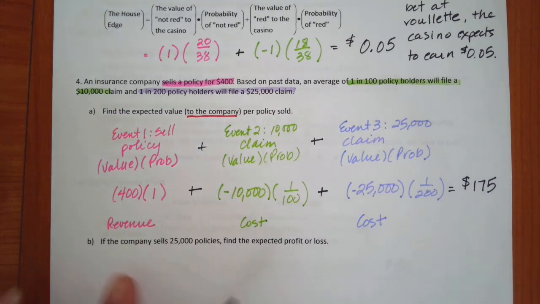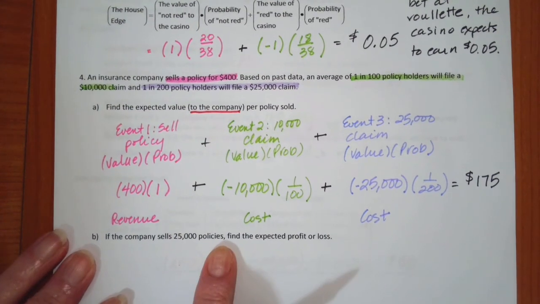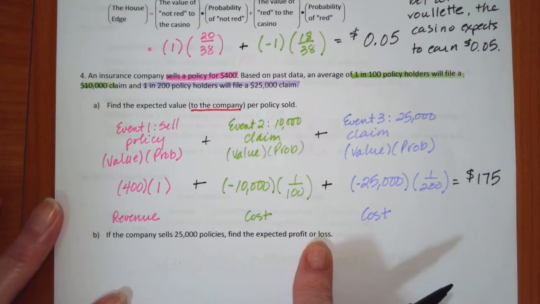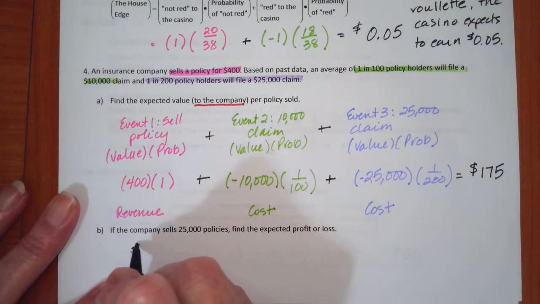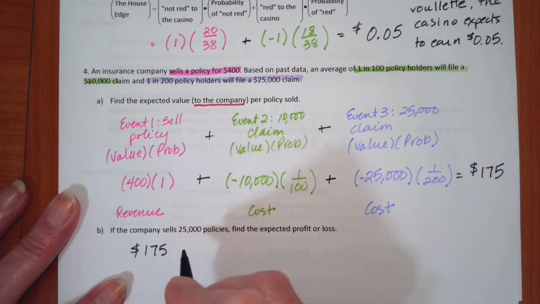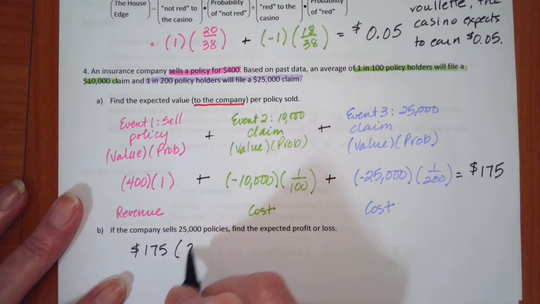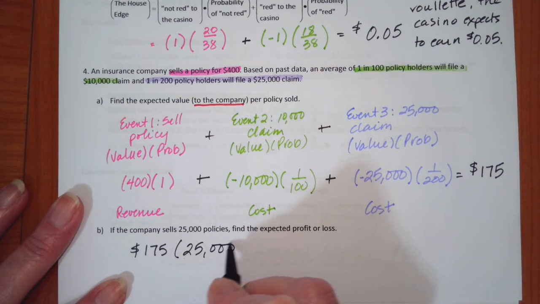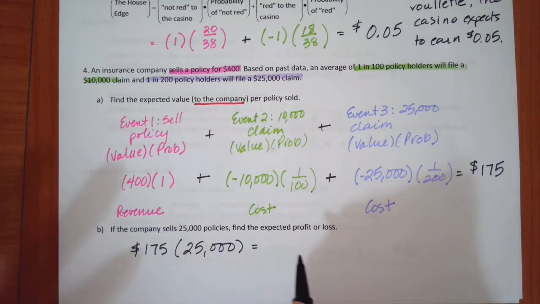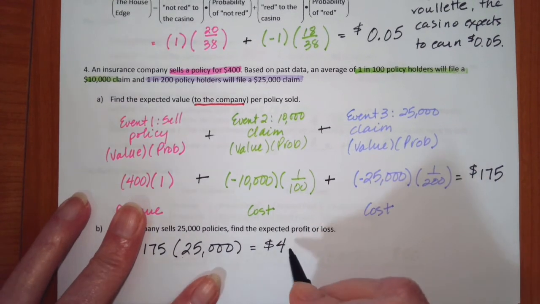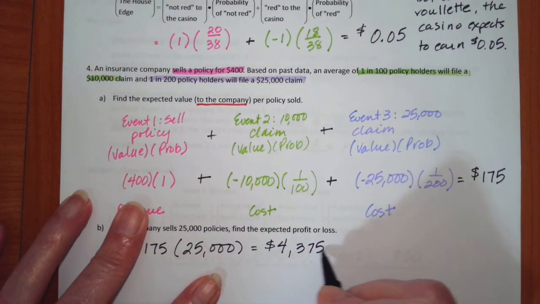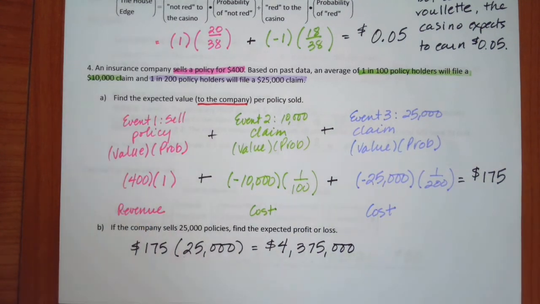All right, so if the company sells 25,000 policies, find the expected profit or loss. Well, that's just going to be the $175 per policy times 25,000 policies, which gives us $4,375,000. And that's the end of expected value.